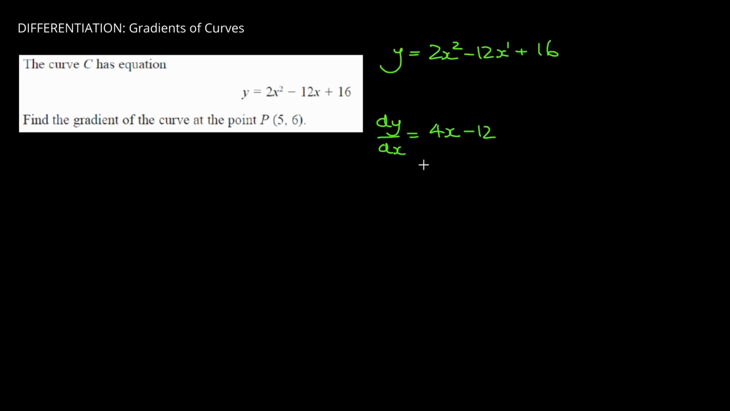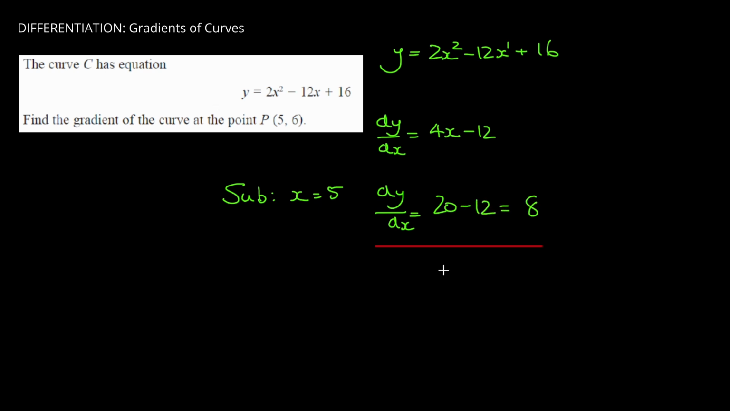This gradient function tells us the gradient of the curve at any value of x. So all we need to do is sub in the value of x equals 5, and that will give us the gradient of this curve at the point P. So sub x equals 5: dy/dx is equal to 4 times 5, which is 20, minus 12, which is equal to 8. And that is your answer.